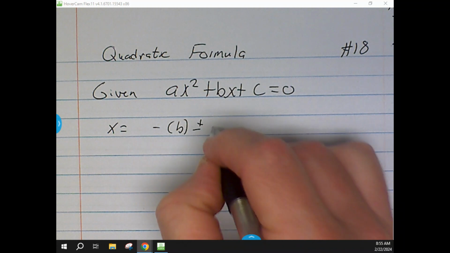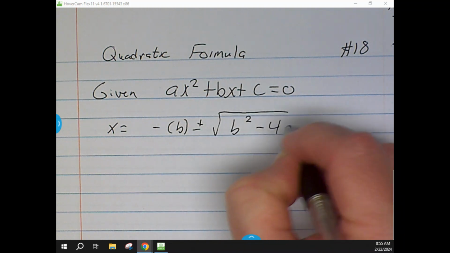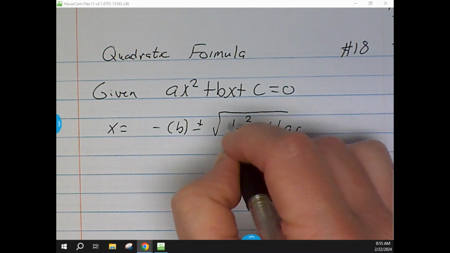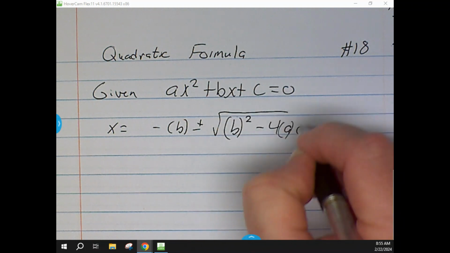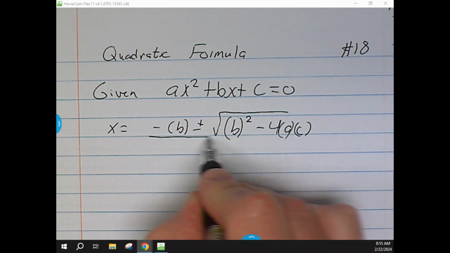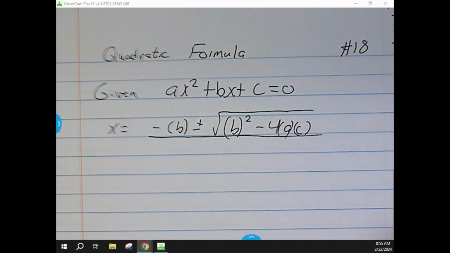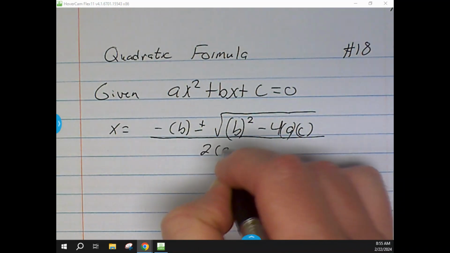This is the formula you get to use that will give you the answer every single time. So it's negative b plus or minus the square root of b squared minus 4ac, and that's all over 2a.